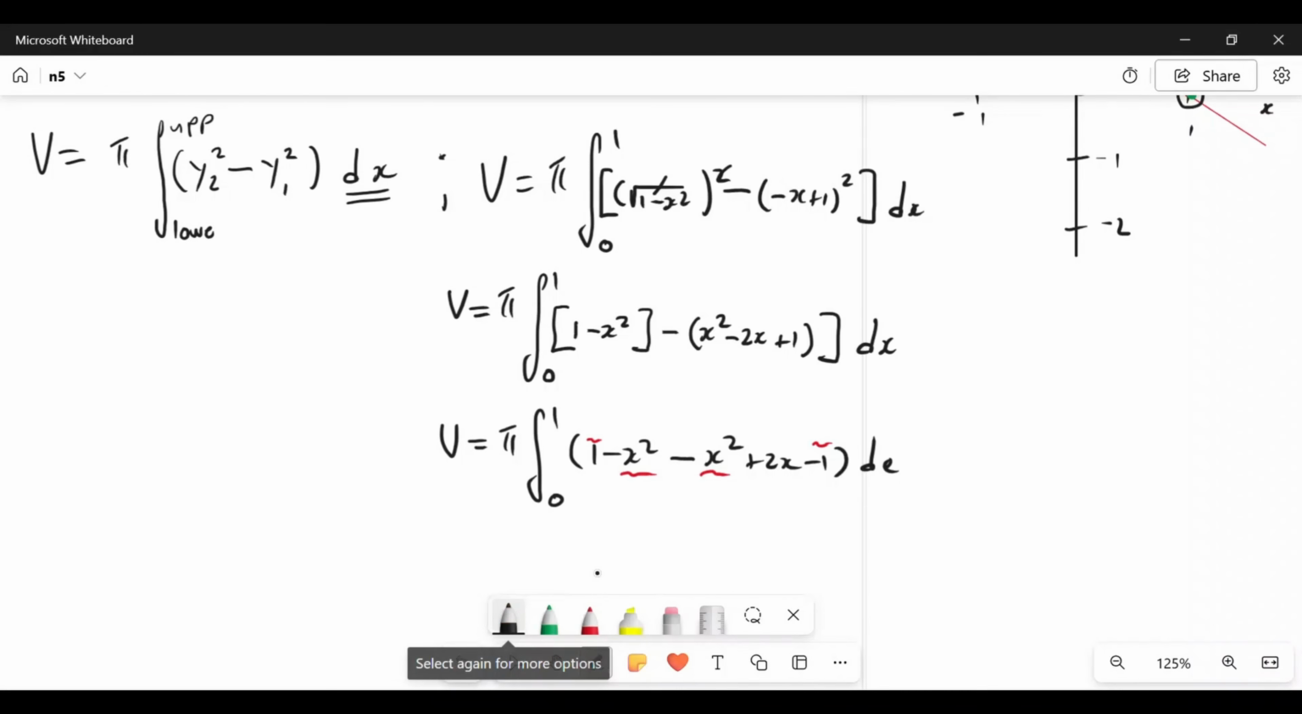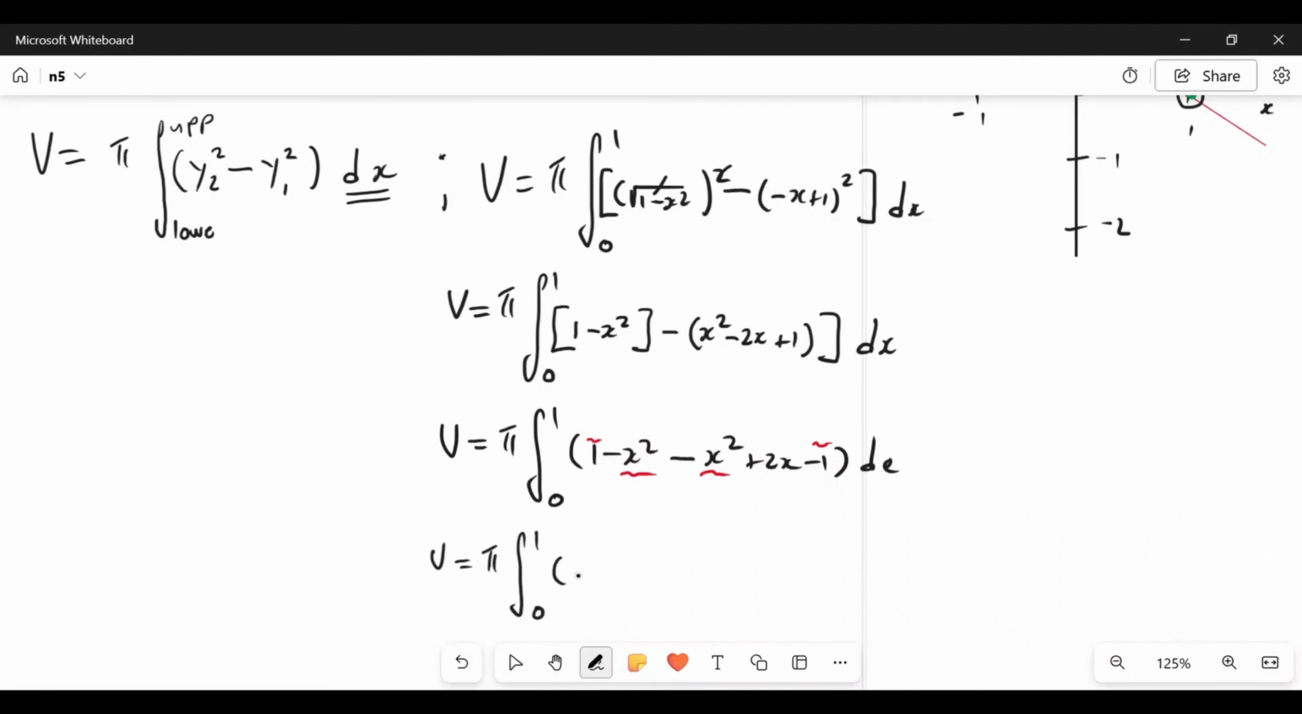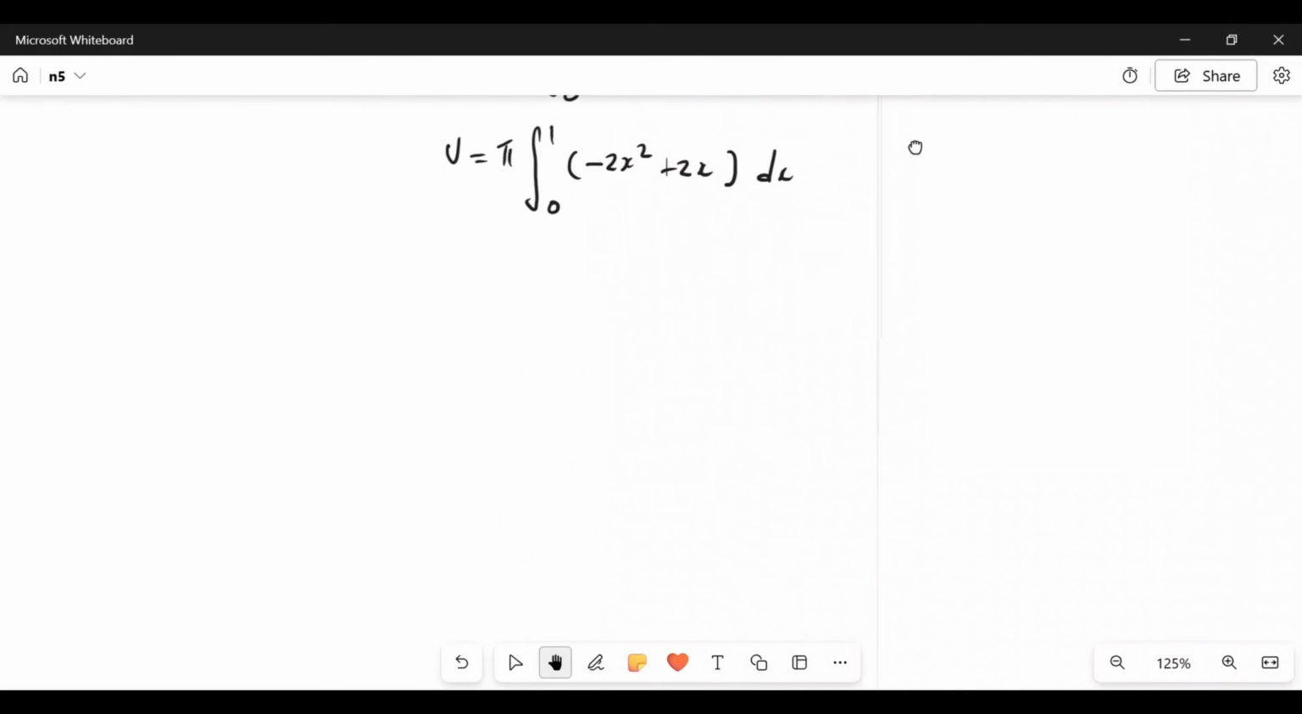So if we continue here, we're going to have volume is equal to pi, upper limit 1 and lower limit 0. Inside there, we're going to have negative 2x squared, because we have 2 negative x squared there. I hope you can see them. And then we say plus 2x. As for 1 and negative 1, they're going to give you 0. Then from here, we start integrating this one. So let me create space so that we can integrate these here.